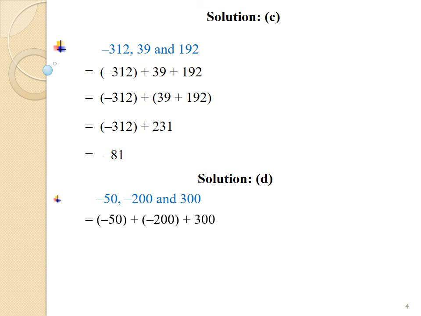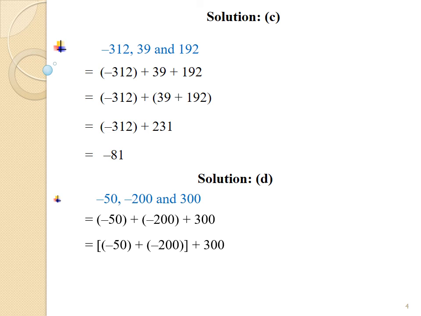Thus, regrouping -50 plus -200 and keeping 300 as it is, we get -50 plus -200 plus 300. Now, let us add -50 and -200, as both the integers have a common sign, that is minus sign, and keep 300 as it is.